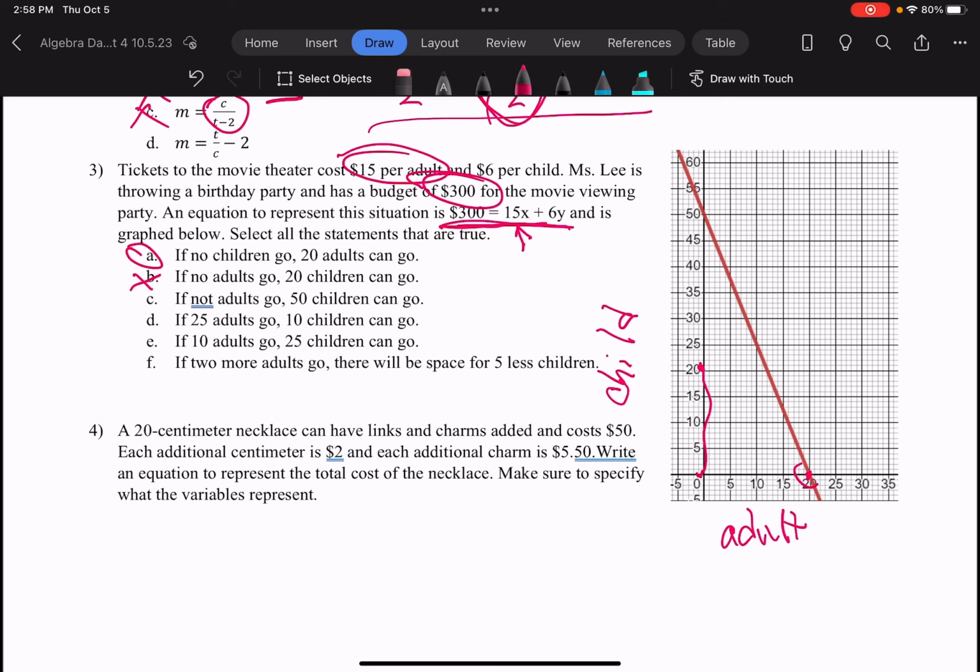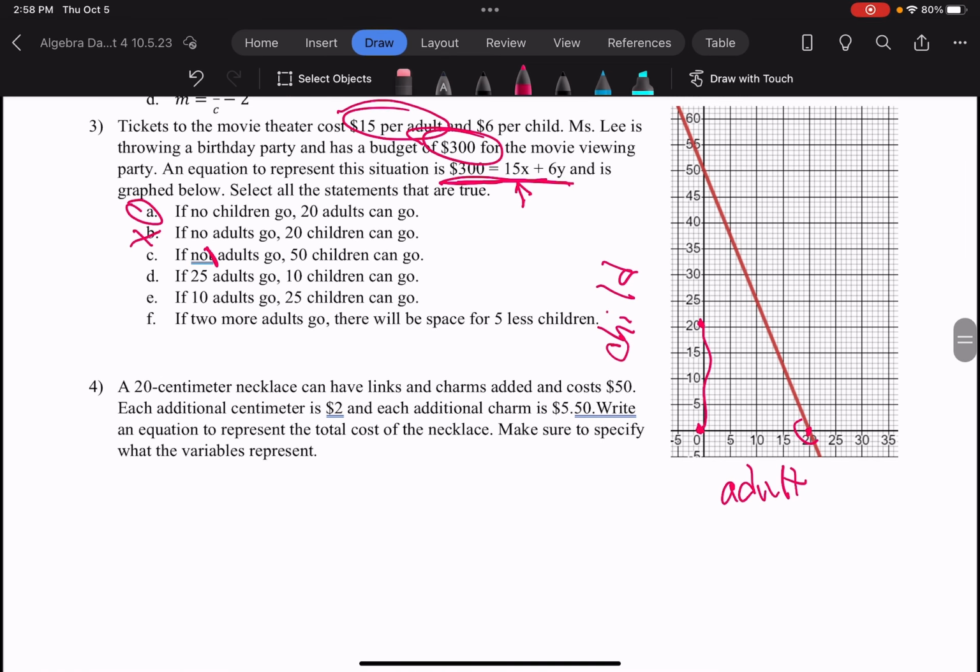If no, there's a typo here, sorry. If no adults go, 50 children can go. So if we're at 0 adults, and then we go up to 50, we do have our line crossing that point. So that is true. If 25 adults go, so let's go over to 25 adults and go up to 10 children, that is not on the line, so that is not true. If 10 adults go, and then we go up to 25, that is true, because it's on the line. If 2 more adults go, there will be space for 5 less children.